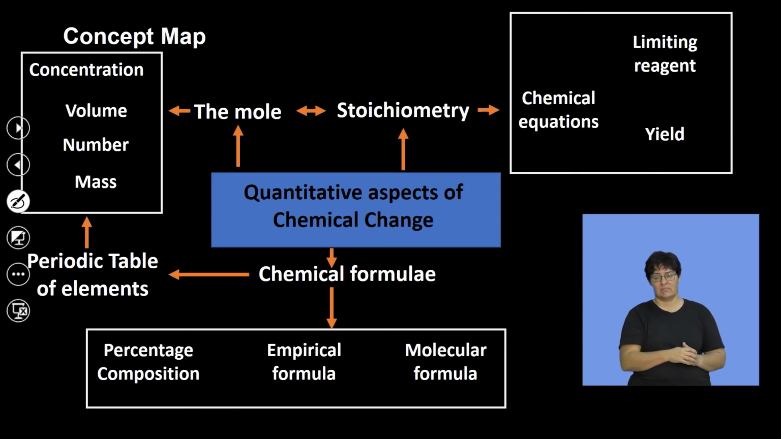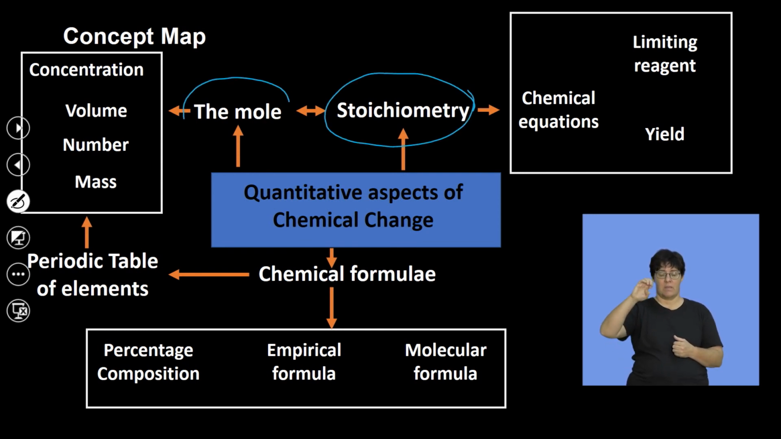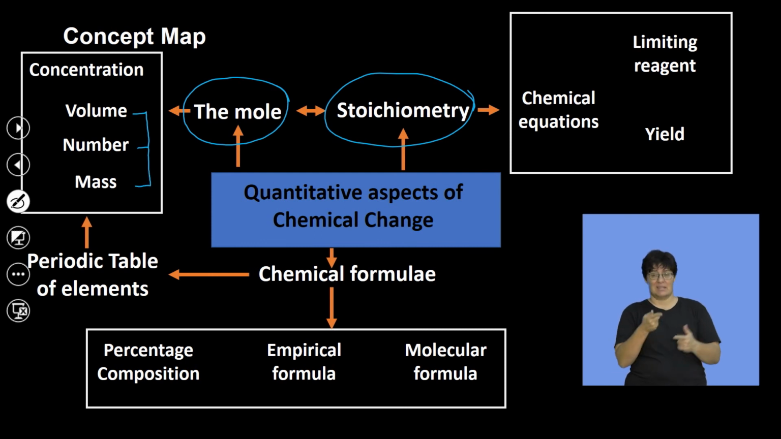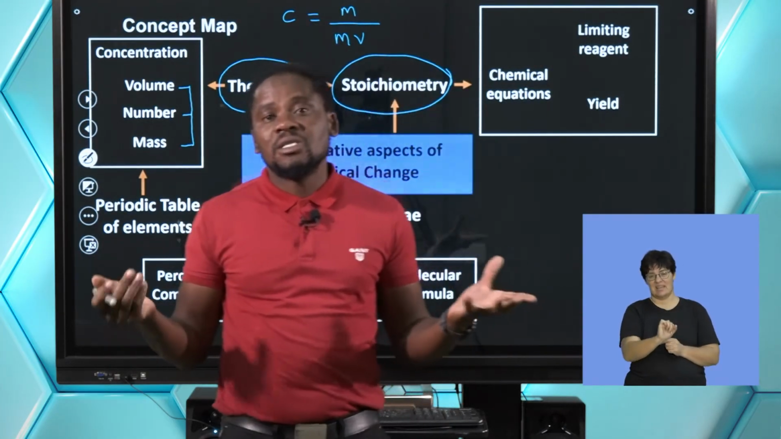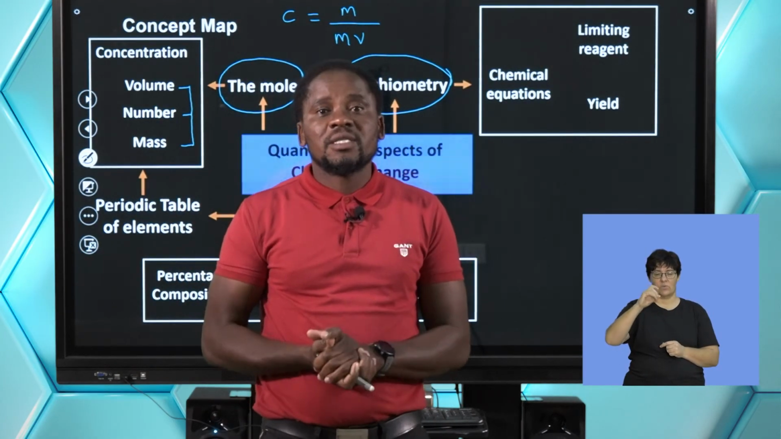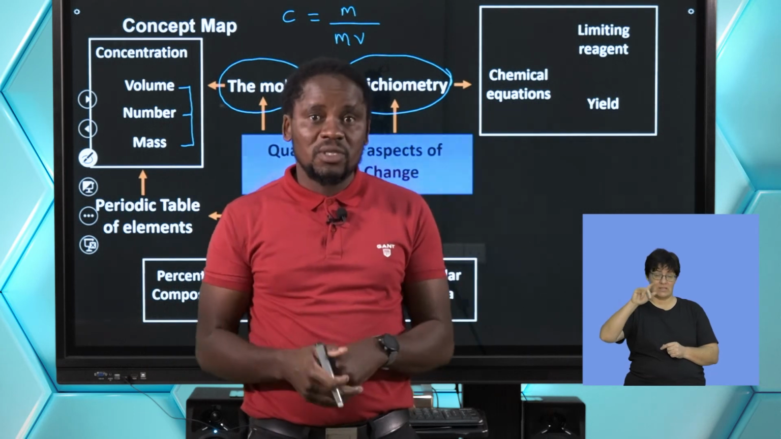And furthermore, how does this fit in terms of stoichiometry? Everything is about the mole, which is the SI unit of quantity of matter. And among concentration, we talk volume, we talk moles, which is a number, we talk masses of substances, which took us to the formula c = m/(MV). So that's as far as concentration and the stoichiometric calculations around concentrations of solutions are concerned.